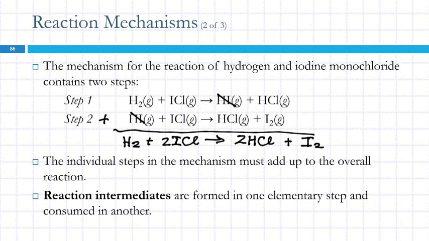Yep. Question? Why did the iodine go away in the second step? Why did this go away? Because when it collided with this, the hydrogen went with the chlorine to make HCl, and the two iodines stuck together to make I2.